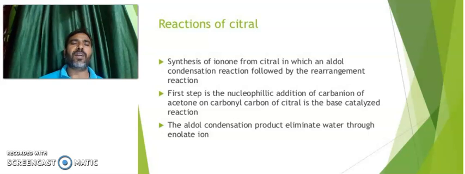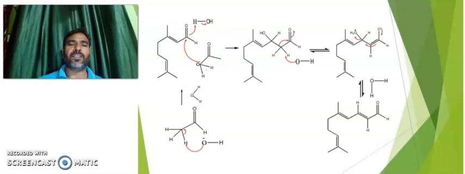Now, synthesis of ionone from Citral, in which an aldol condensation reaction is followed by a rearrangement reaction. The first step is a nucleophilic addition of the carbanion of acetone on the carbonyl carbon of Citral, which is base catalyzed. The aldol condensation product eliminates water through an enolate ion. So you can see the reactions.